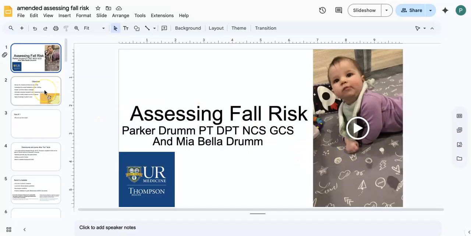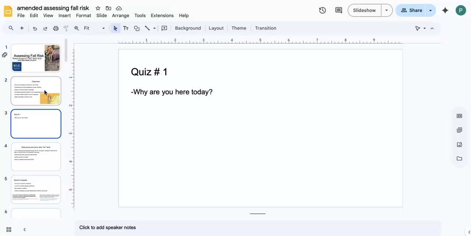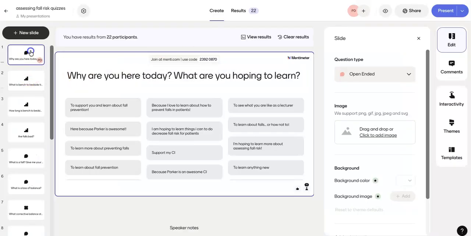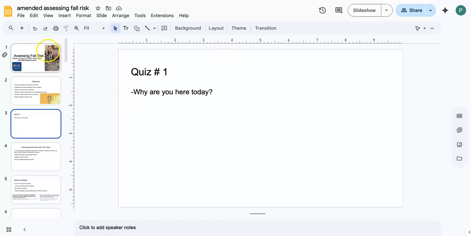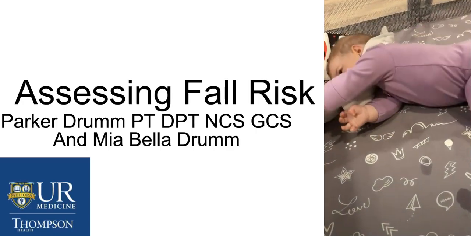This is my original Google Slide presentation, and within this, you can see that I had filler slides for the different quizzes, and then I would switch over to the Mentimeter slides. So it would have looked like this if I was in my presentation. Mia Bella Drum is my daughter. This is a video of her falling over.